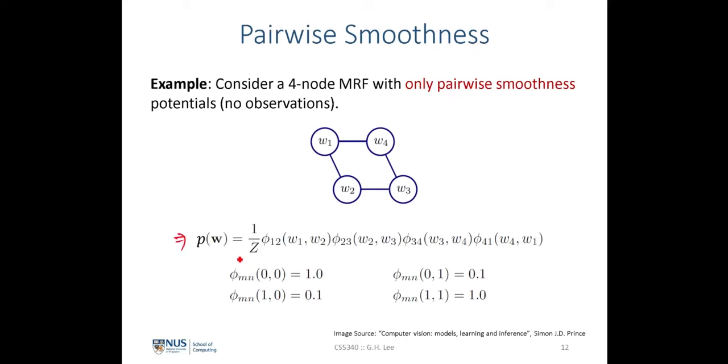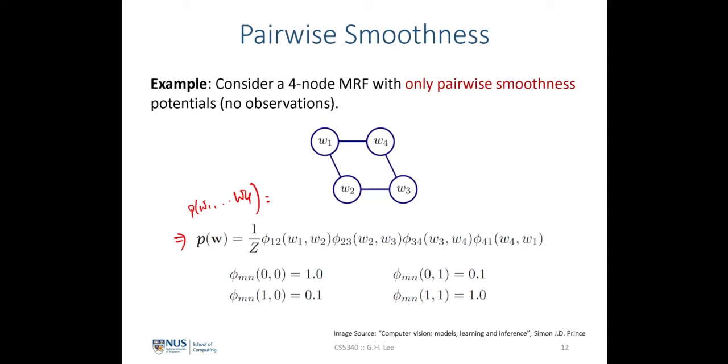The joint probability is given by this particular term over here, where we simply write the probability of W1 all the way to W4, and that's given by the Markov random field of the pairwise potential of 1, 2, between 1, 2, 2, 3, 3, 4, and 4, 1 in this random field over here.